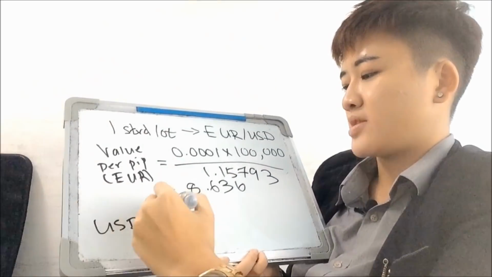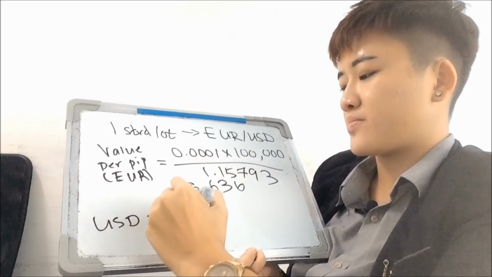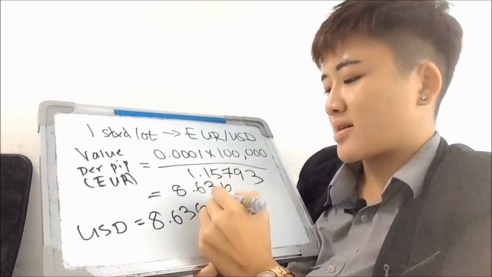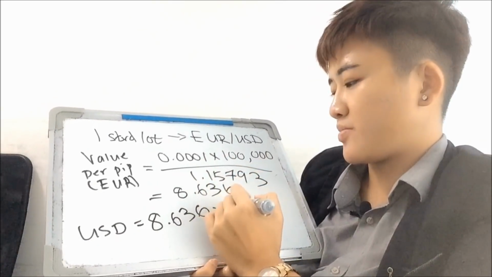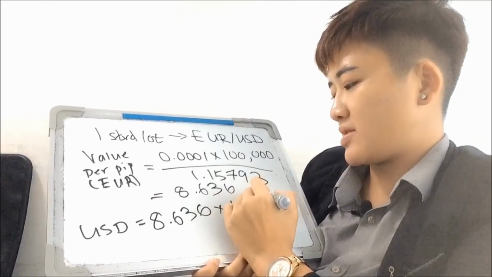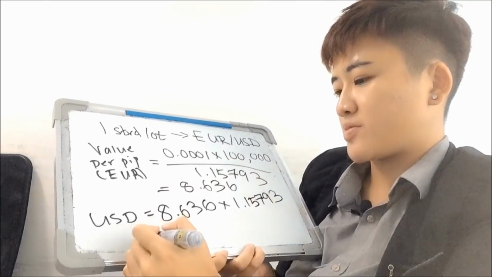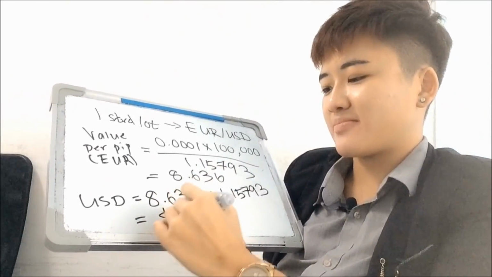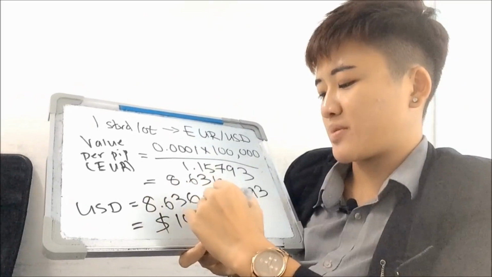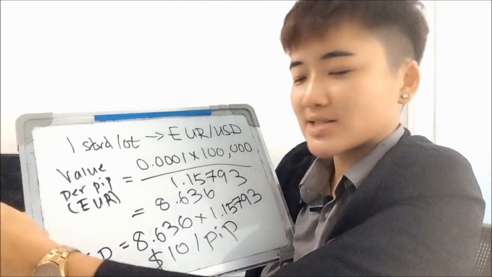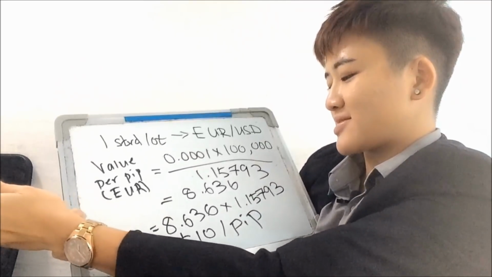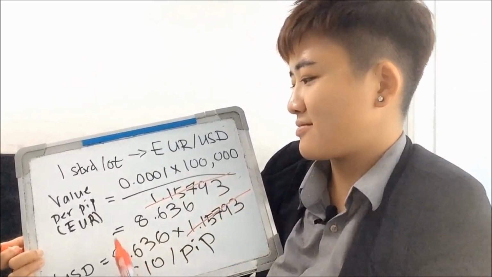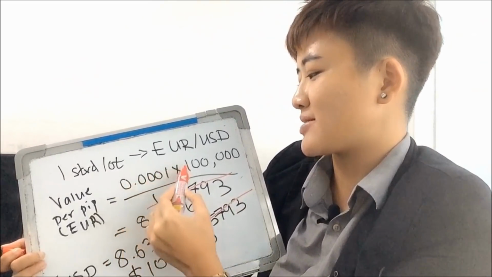Now you convert it to dollar. So how do you do that? You take back 8.636 times the current price, 1.15793, which would give you 9.9999999. Round it up, $10 per pip. For those math geeks out there, do you realize something really interesting? Cancel, cancel. You're left with 0.0001 times 100,000. Shortcut.